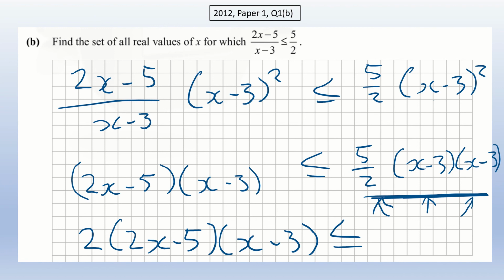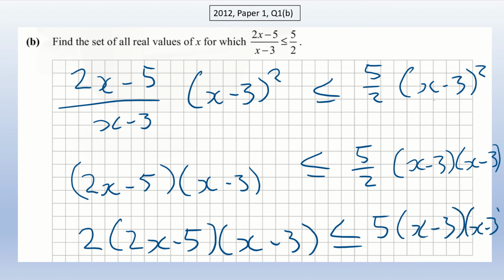I'm just multiplying one of them by 2. And of course, that's going to be this one here. So 5 divided by 2, or 5 over 2, multiplied by 2, is going to give me 5. And I'm going to have x minus 3 times x minus 3.